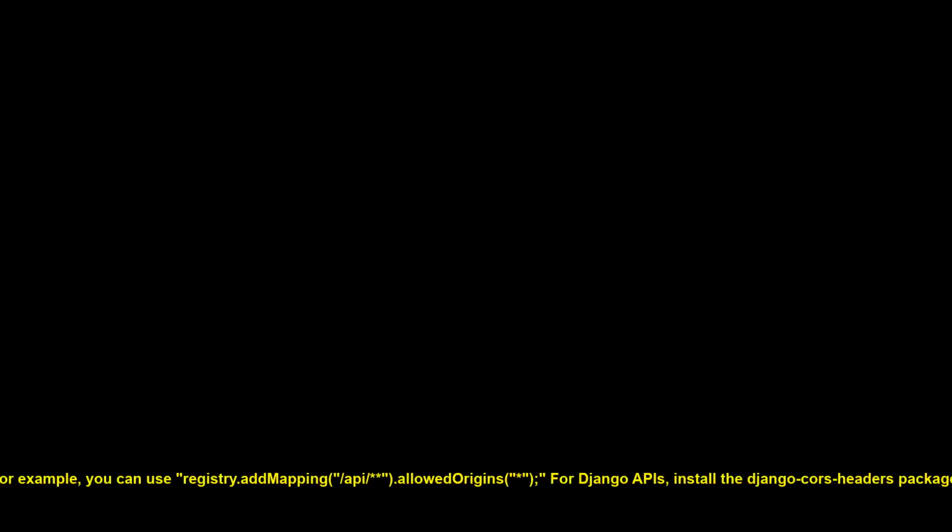For Spring, add the annotation @EnableWebMvc to enable web configuration. Then, override the addCorsMappings method. Within this method, define allowed origins, methods, and headers. For example, you can use registry.addMapping("/api/**").allowedOrigins("*").